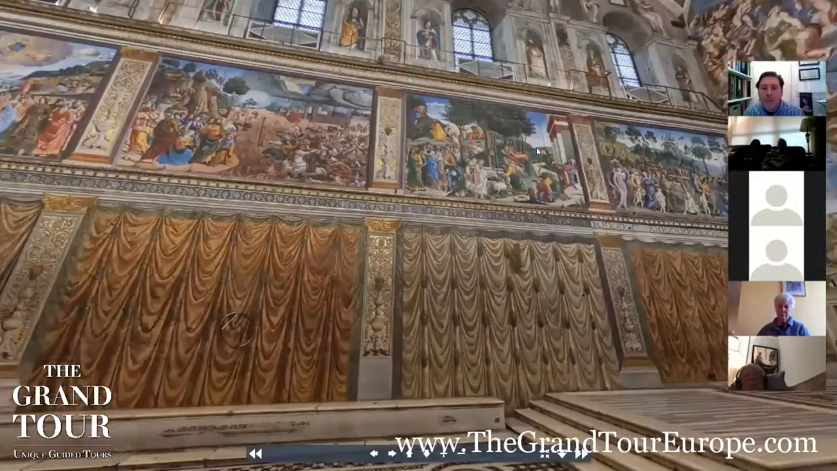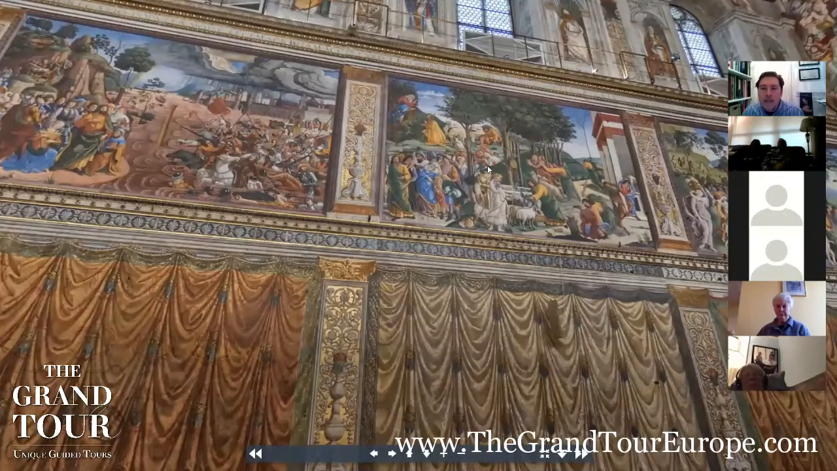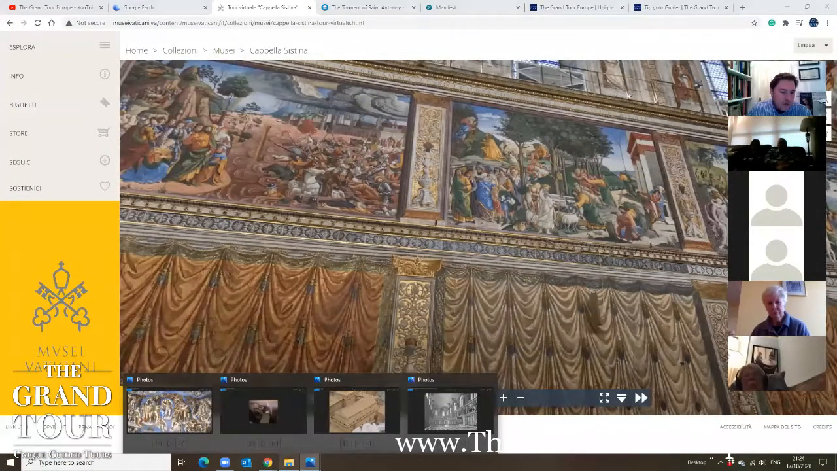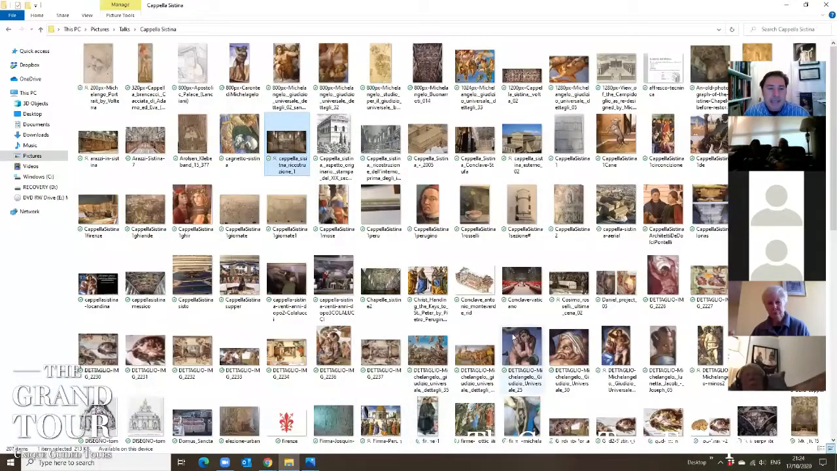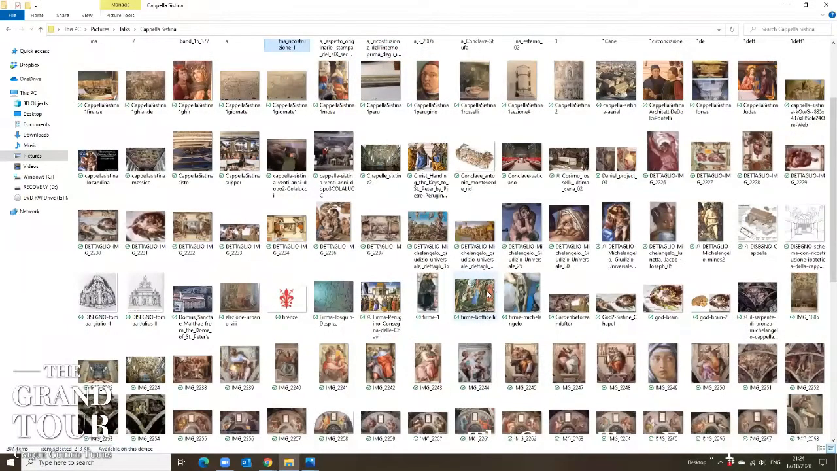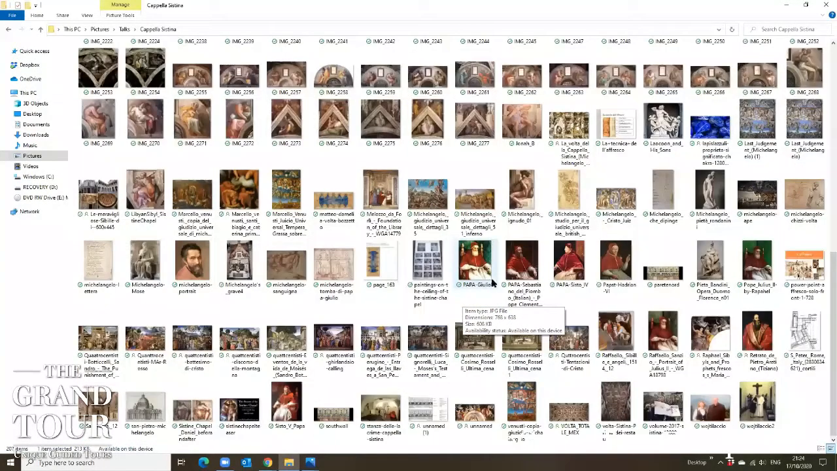Here we have Botticelli, Moses and the daughters of Jethro, Moses and the burning bush. So the first episode again of the life of Moses. Of this one, we take the picture because it's really fantastic.